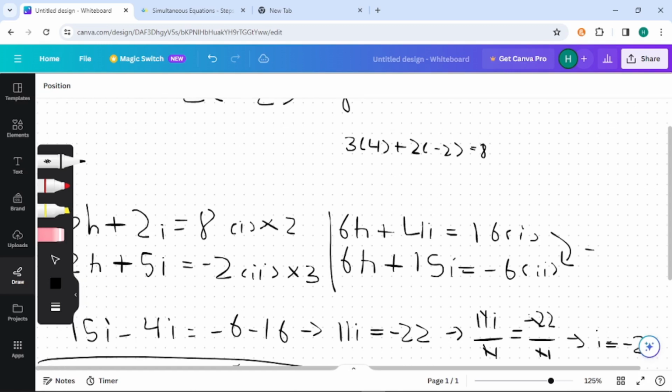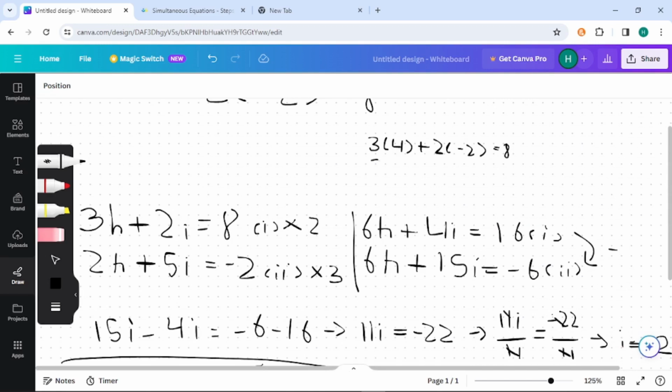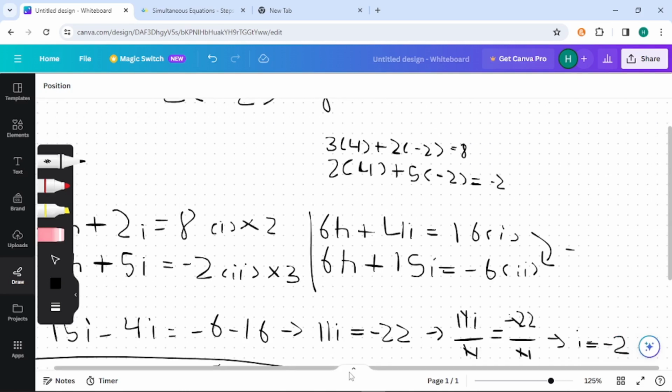And the other equation, 2h plus 5i equals -2, I'll turn into 2 bracket 4 plus 5 bracket -2 equals -2. So now 3 times 4 is 12, so it's going to turn into 12 minus 4 equals 8. And 8 minus 10 equals -2.